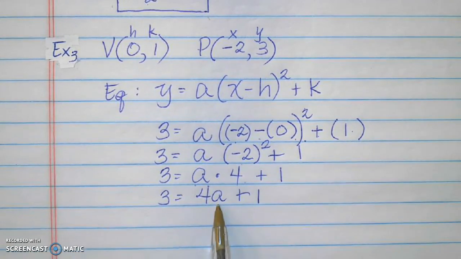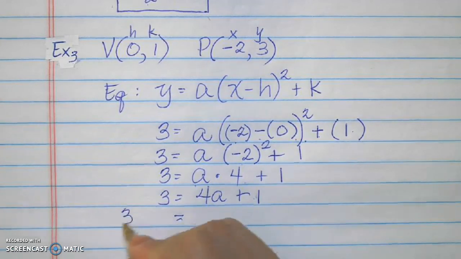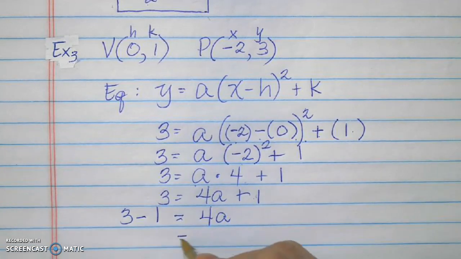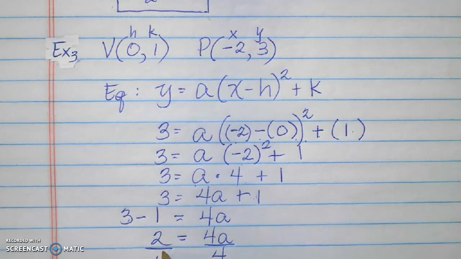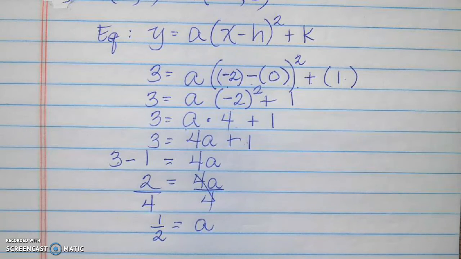To isolate the a, this has to go to the other side. Therefore, this side would look like this, and this will be a 2. Divide both sides by 4. Your a is +1/2, which means that your graph opens up, and this is wide because it's being compressed.